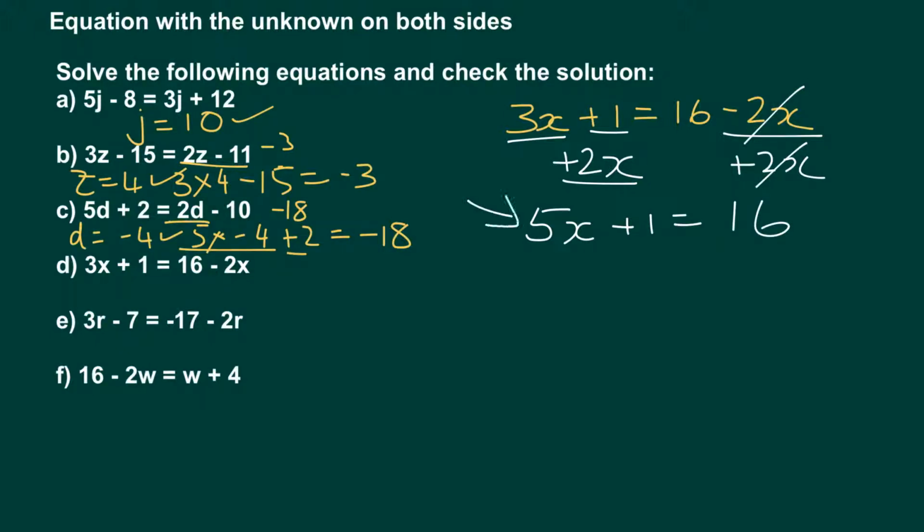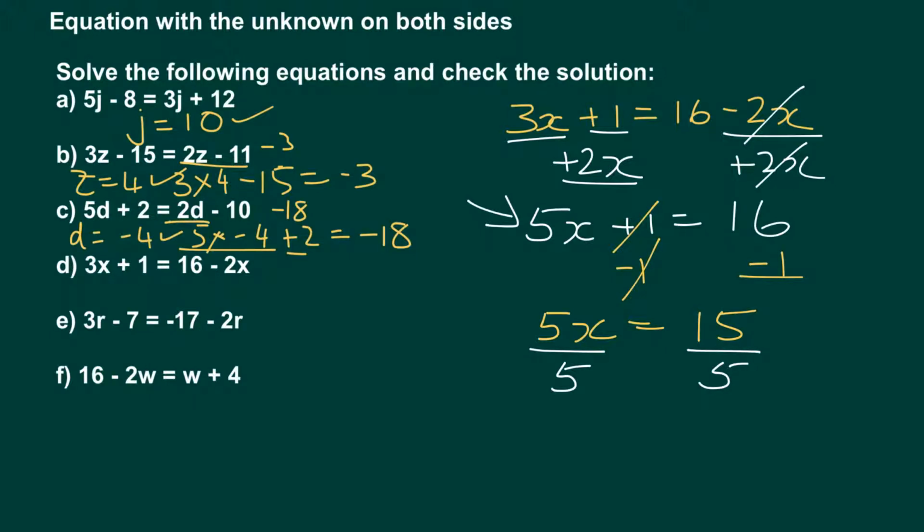Now we have a standard equation again. So the very first thing we have to do is minus 1 on both sides to get rid of this 1 here, which leaves us with 5x is equal to 16 minus 1, which is 15. Then to get the x on its own, we have to get rid of that 5. So we do the opposite of it. 5 times, the opposite of that is divided by 5, on both sides. And then we are left with x equals 15 divided by 5, which is 3. So the solution for part D is x equals 3.